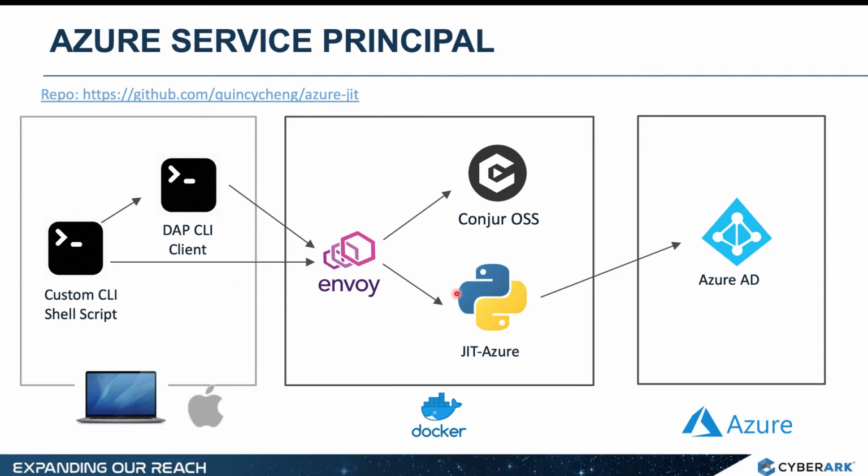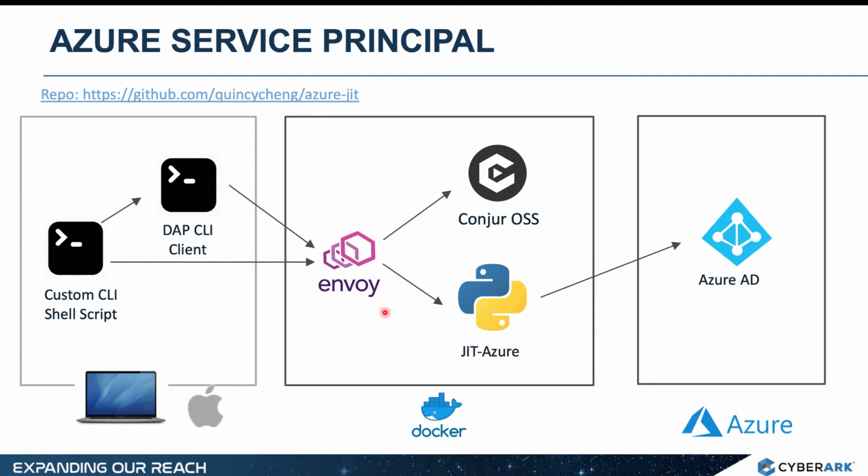On the server, we have three key containers. The first one is our Conjur instance, or Dynamic Access Provider instance. The second one is our customized code for communicating with Azure for managing the Azure Service Principal. This is written in Python and runs as a container. In order to redirect the right command to these two instances, we have a proxy installed, and we are leveraging the functionality of Envoy.